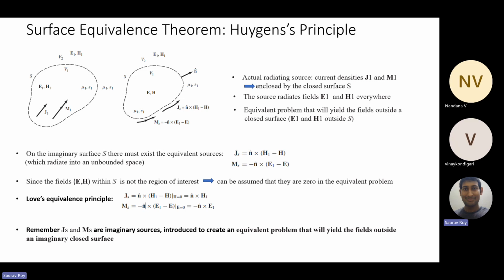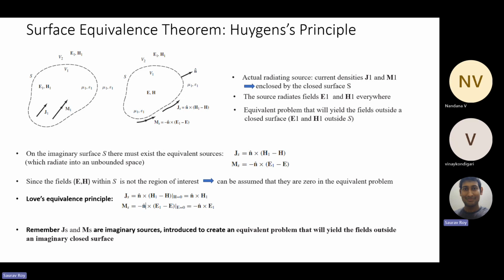Okay. So now the question is, we have taken new fields H and E. In the actual problem, there were E1 and H1 in both V1 and V2. But here in the right side problem, inside we have taken E and H. Because what we said in our equivalence principle, or surface equivalence principle, it does not matter what is inside V1. We only care about V2. That is what we have to calculate, E1 and H1. As long as E1 and H1 are satisfied, you can take anything inside V1, that means for E and H, you can take any field.